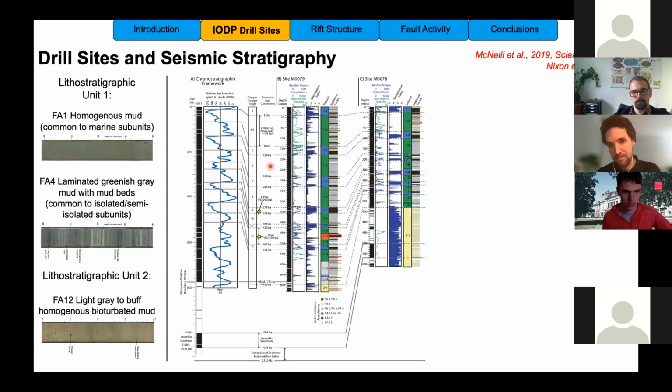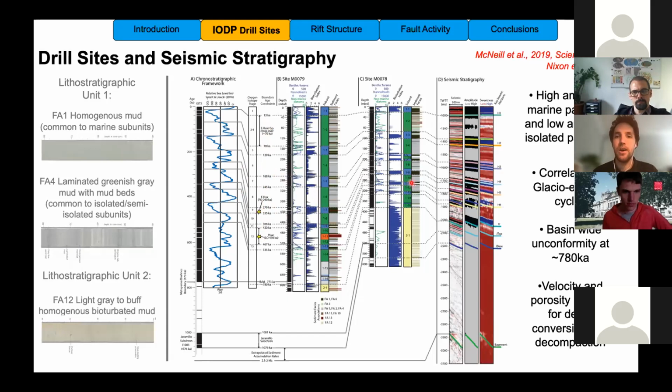And because we have excellent seismic data associated with them, we were able to do core log seismic integration and actually identify what horizons or packages within the seismic stratigraphy correlated with what we were seeing in the cores. And the first thing is that the unconformity between seismic unit 1 and 2 matched quite well with the lithostratigraphic unit boundary in the cores. And that basically placed an age of that boundary at approximately 780,000 years.